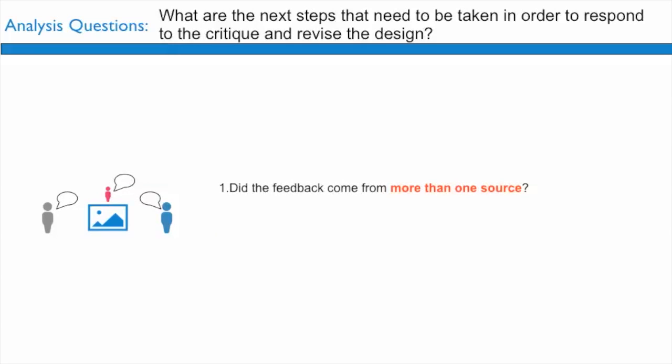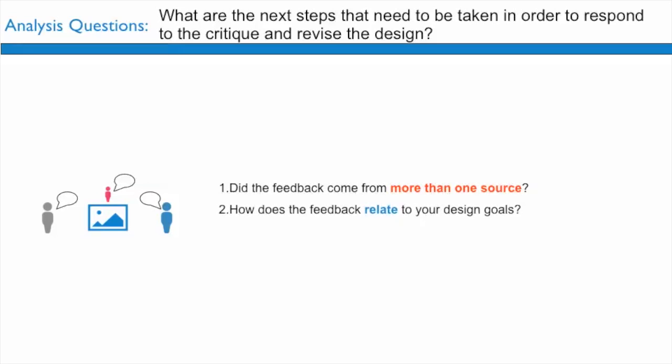The first thing is, did the feedback come from more than one source? As we've noted, people have different opinions on your work. However, if you get a reoccurring opinion or reoccurring perspective, this is something that you want to take into consideration. This can only happen if you've received feedback from more than one person.